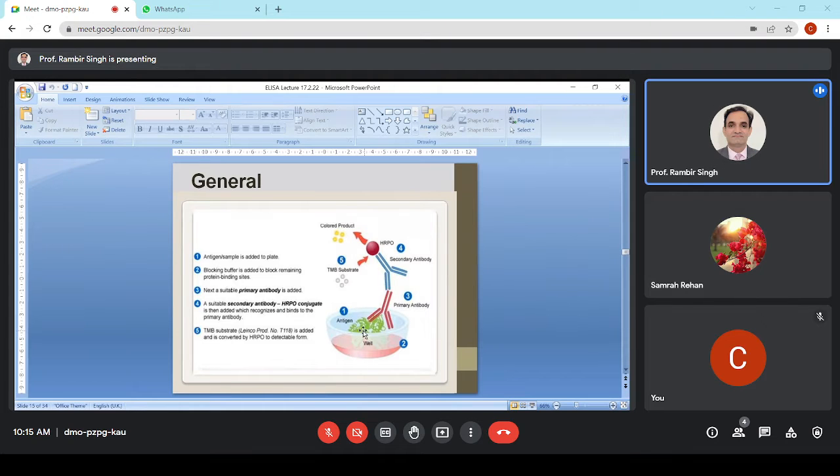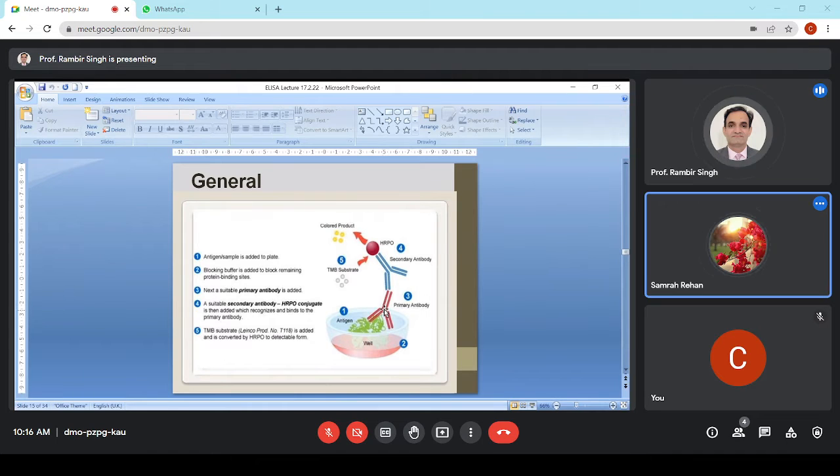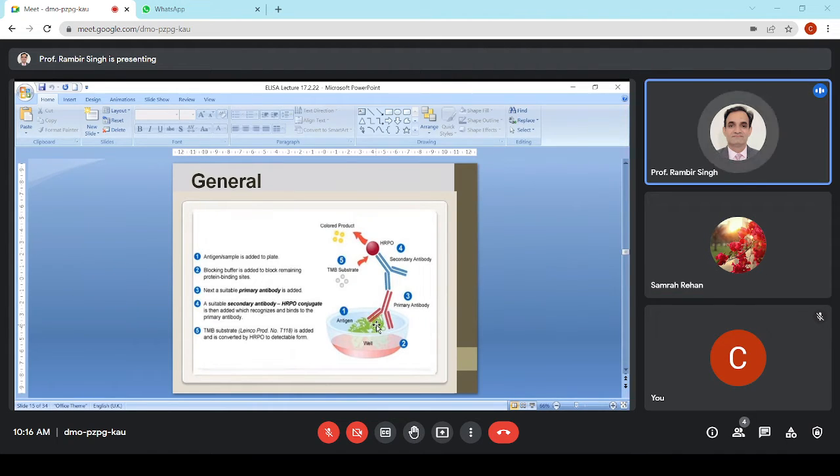So in general, you just see, this is the well of a microtiter plate, and you have an antigen adsorbed on that. Now, if you put a body fluid, which may be blood, cerebrospinal fluid or whatever, and the body fluid has antibodies specific to that antigen, those antibodies will bind. These antibodies are specific, like IgG antibody or IgE antibody, whatever antibodies we are considering.